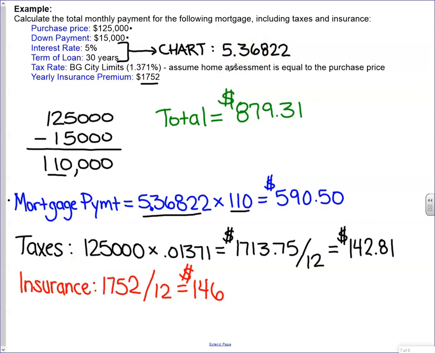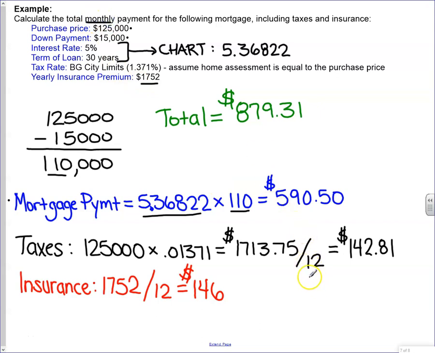For our taxes, we're going to take the value of the home, which we said is going to be the $125,000, and we're going to multiply by this rate here. So make sure you move the decimal enough places. So this would be 0.01371. And that comes out to $1,713.75.